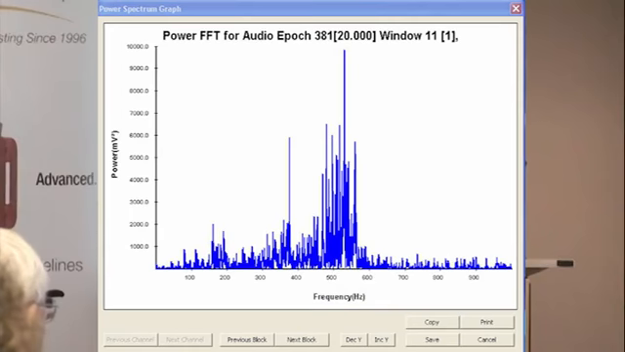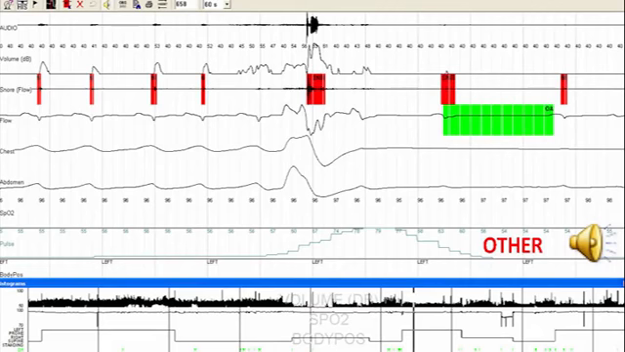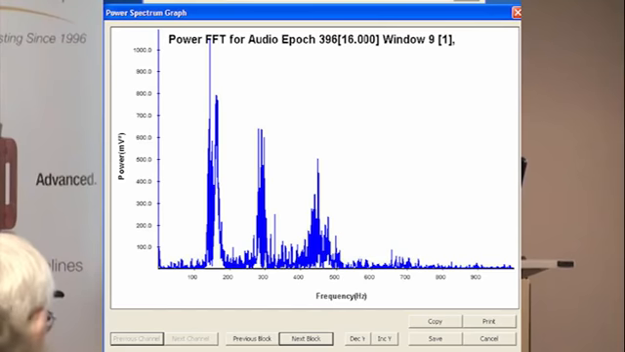And here's the other. This is catathrenia. This is like a moan. That's vocal cords. Okay, that's catathrenia. Let's look at catathrenia. Other. Maybe a catathrenia. That's other. And so that's the way other looked. Oh, here's other again. It sounded a little like a coyote to me. I don't know. So anyway, the point is that that's what that one looked like.